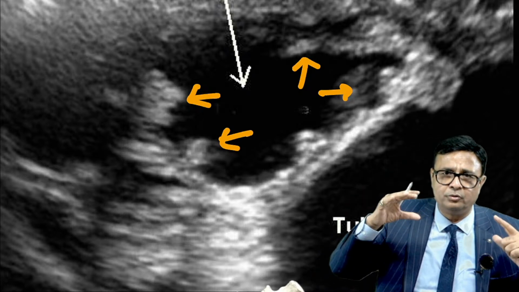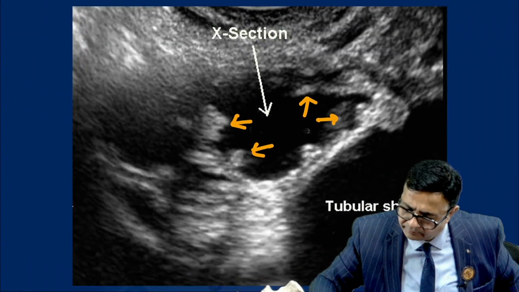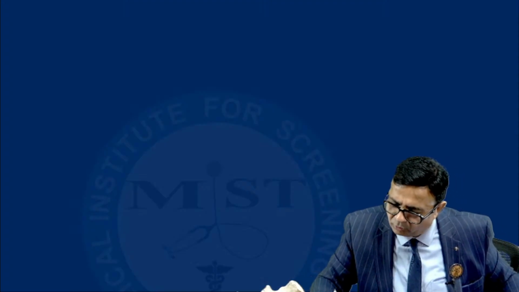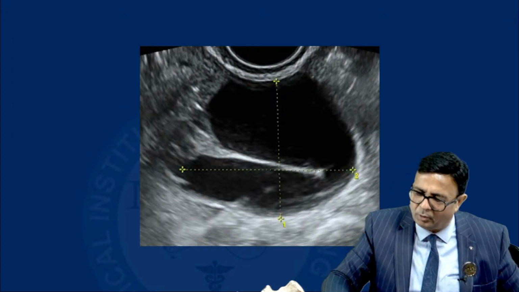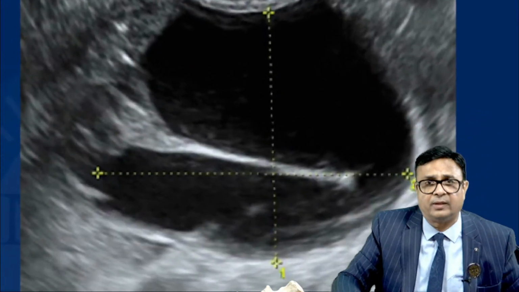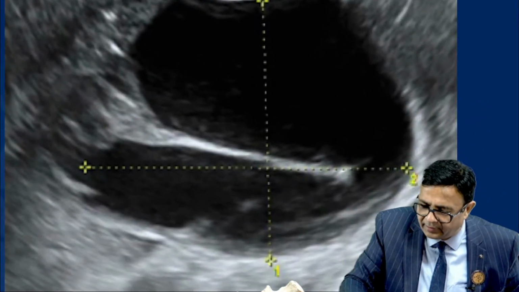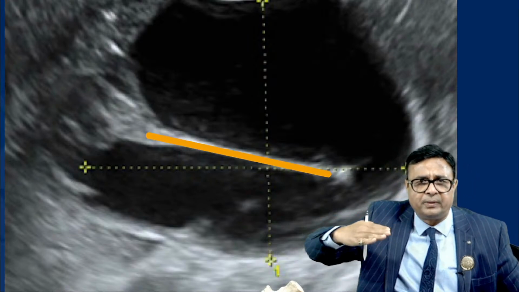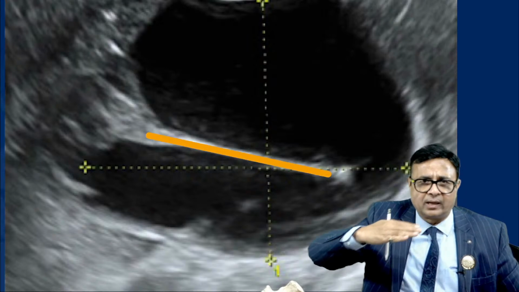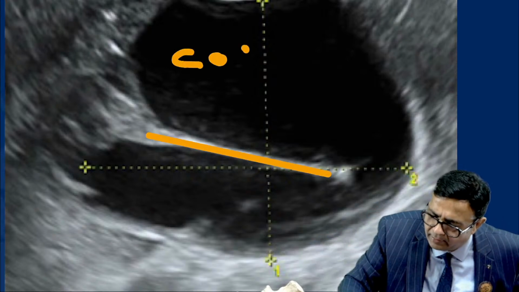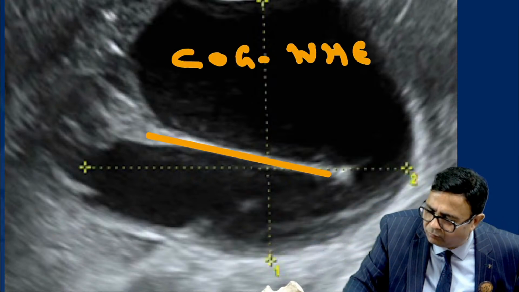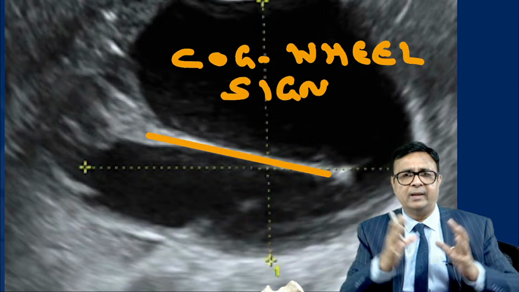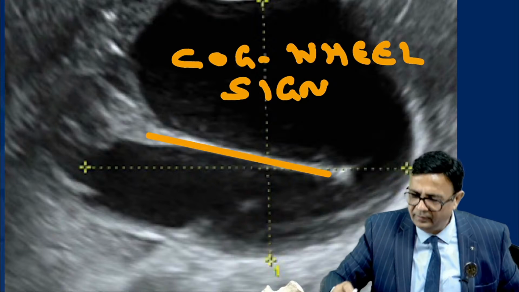Now I will show you cogwheel sign. Cogwheel sign in chronic PID is like spokes of a wheel. You can see it beautifully. You can see this fibrous band protruding inside the fallopian tube lumen. This is called cogwheel sign. So these are various ultrasound signs which are seen in chronic PID.